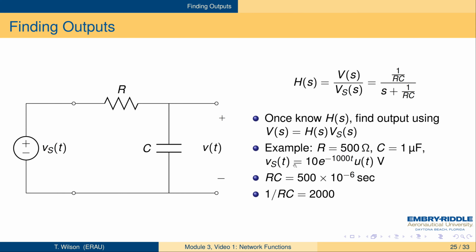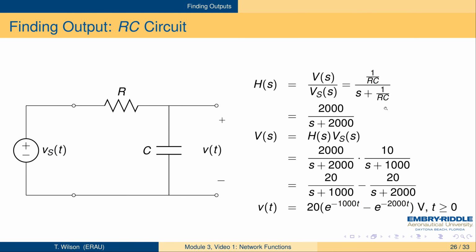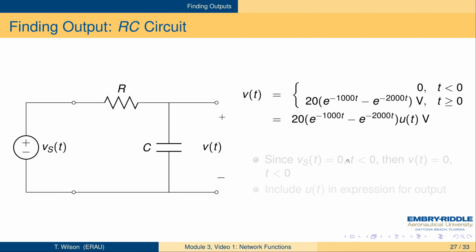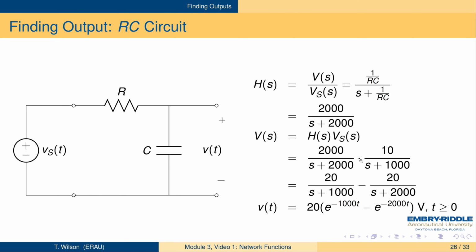The transform of 10 e to the minus 1000t is going to be 10 over s plus 1000. So when we put that in, we just multiply the transfer function, 2000 over s plus 2000, times the input, 10 over s plus 1000, to get the output in the s domain. You know the ratio, the transfer function is the ratio of output to input. So to get the output, you multiply the transfer function times the input. And then it's just a matter of doing partial fractions.